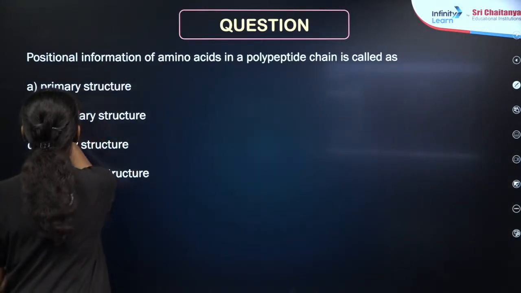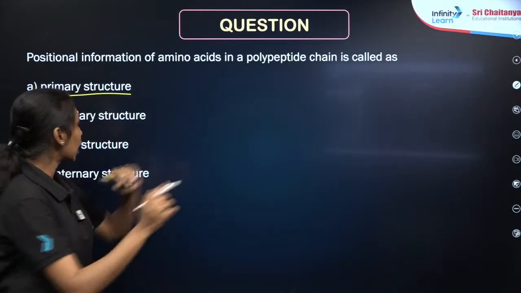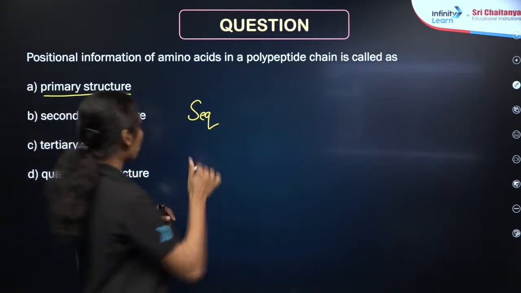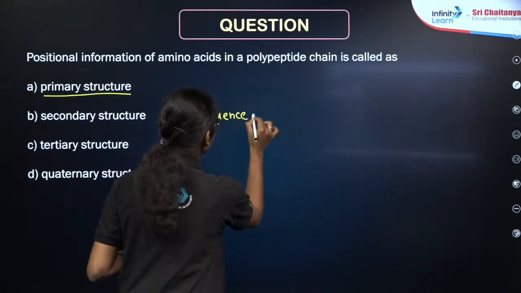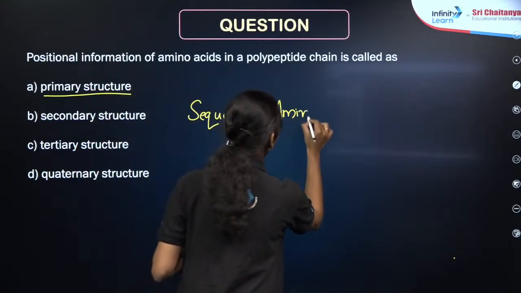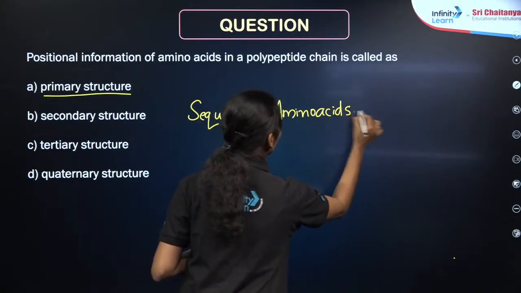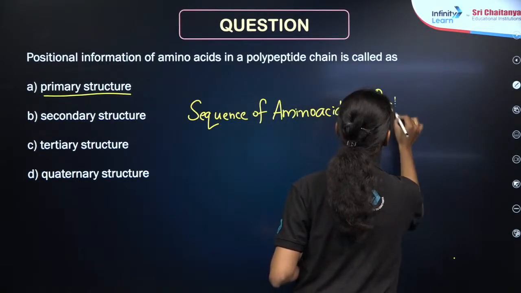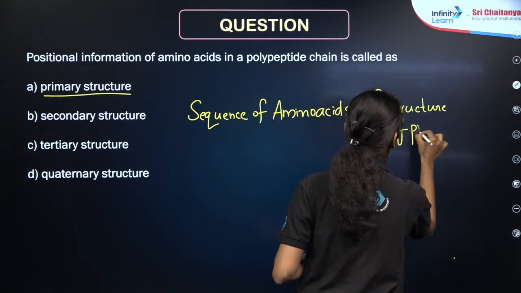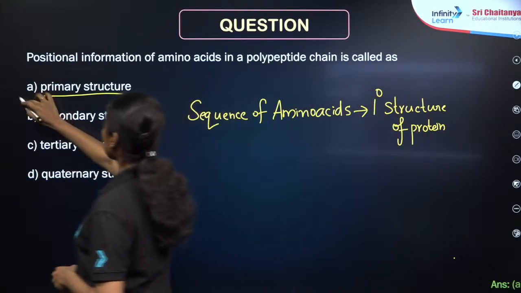While discussing the primary structure, I have already told that in the primary structure of protein, there will be the sequence of amino acids. If there is any change in the sequence of amino acids, different proteins will be formed, right? So the sequence of amino acids, or in other terms the positional information of amino acids, will be given by the primary structure of protein. Which means option A will be the correct answer here.